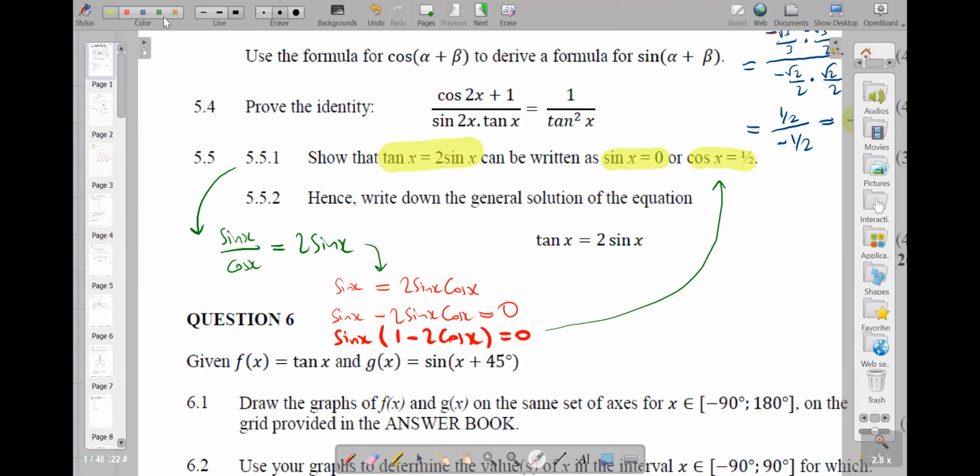So when they ask for the general solution, now I will carry on from there. You see, I don't need to do all these things again. Or if you couldn't solve 5.5.1, you can just solve 5.5.2 using the answers before. You see, I already have the answers there.